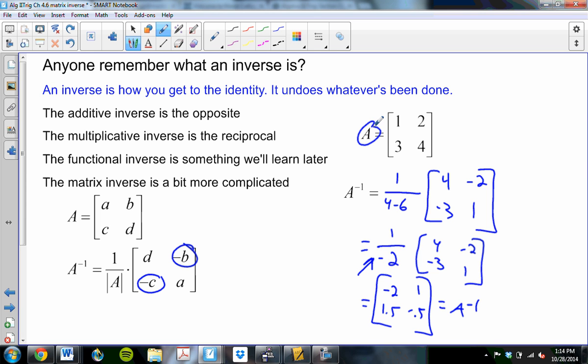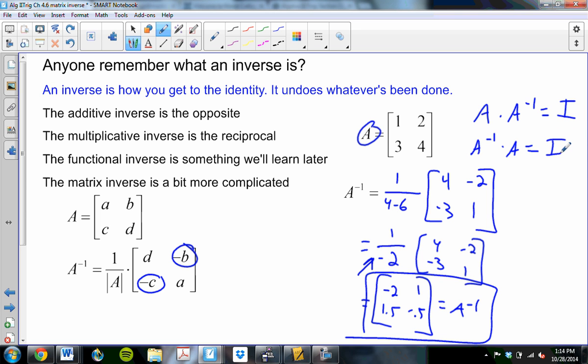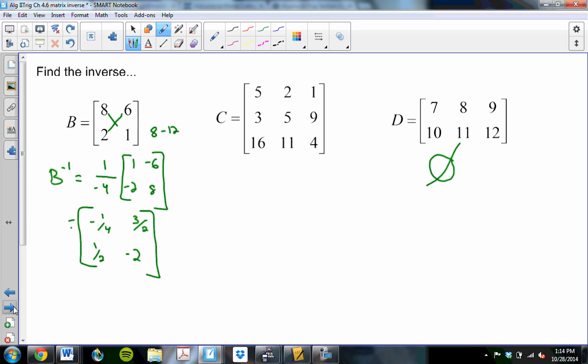Here is matrix A. Here is its inverse. If I were to do matrix A times A inverse, I would get out a bunch of 1s and 0s. And if I were to do A inverse times A, I would get out a bunch of 1s and 0s. I would get out the identity matrix. If you're going to try that on your own to see that, that's actually worth doing, but we'll do it in class.